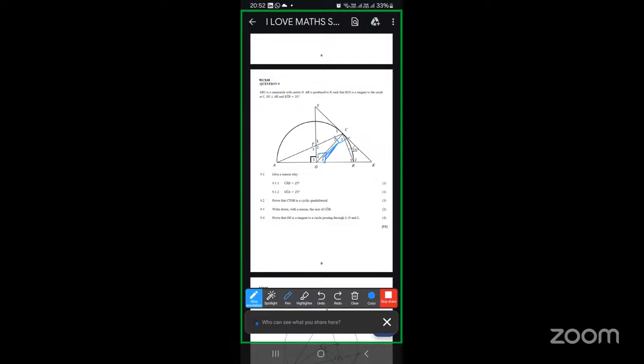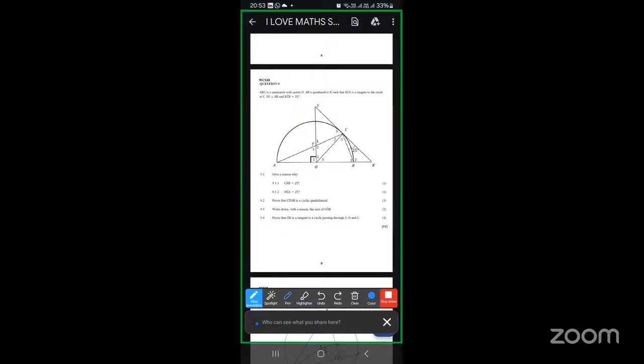Then write down with reason the size of angle COB. C is here, OB, COB, which is this angle right here. How do you think we are going to find that angle, guys? I think it's easy. Not that horrible. I think we did something similar before. Sir, can I try? Yes, ma'am, you can give it a try.